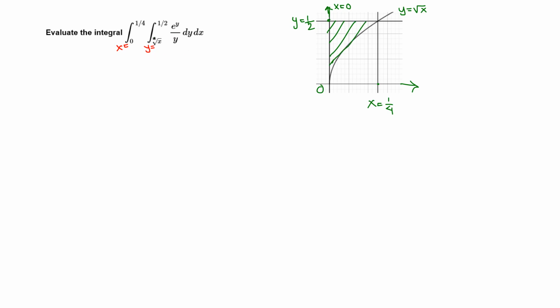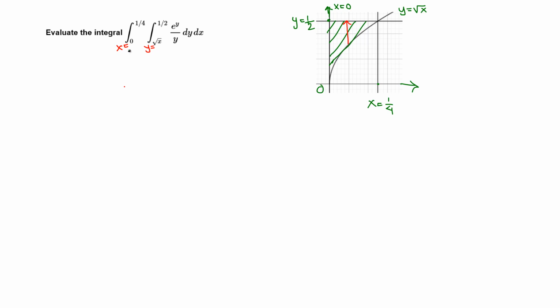The inside was in terms of y from root x to 1/2. So this was a type 1 region, given as type 1. Now if we want to convert this to type 2, that means we want to go in this horizontal direction. So let me erase this. We want to convert in this direction; it's given in this way.